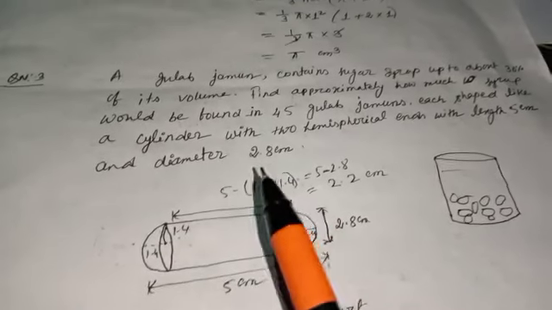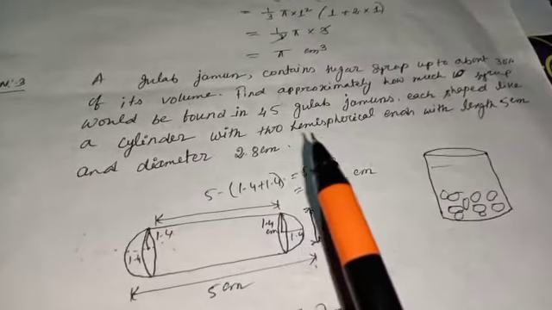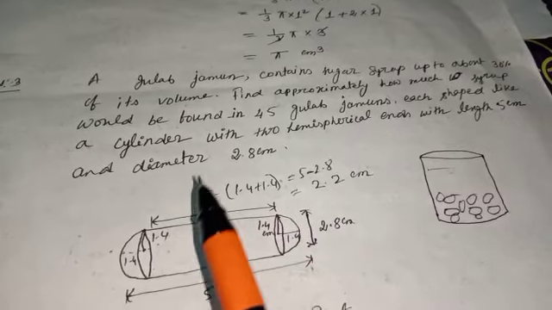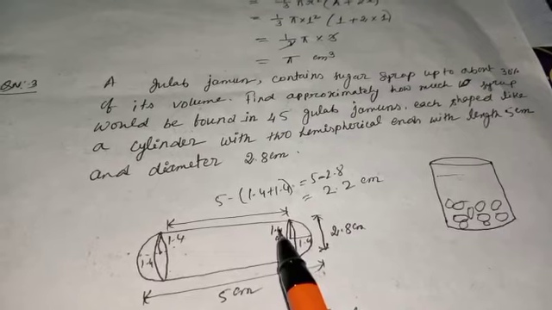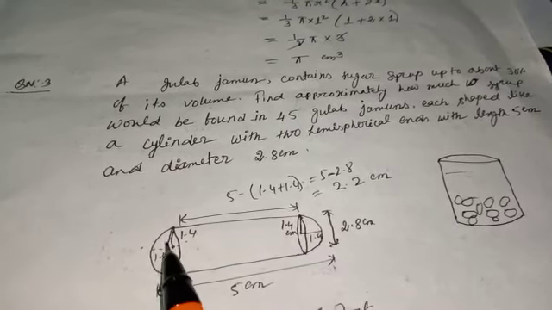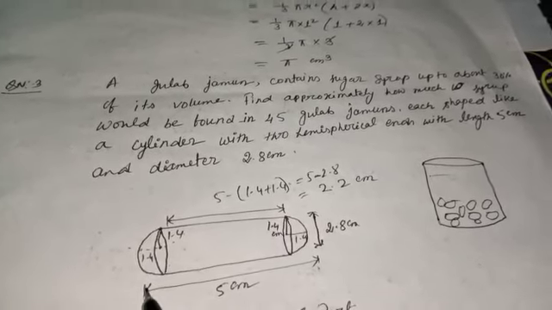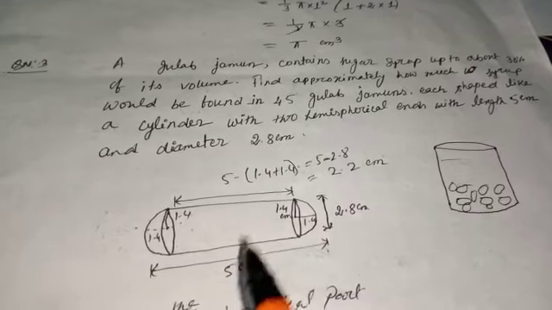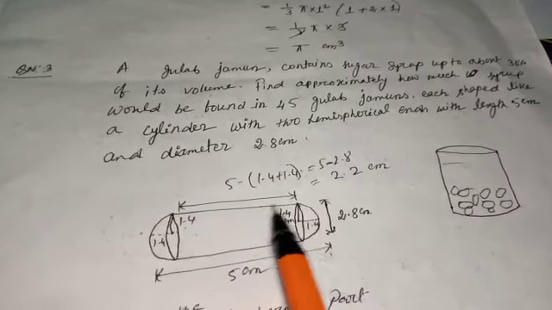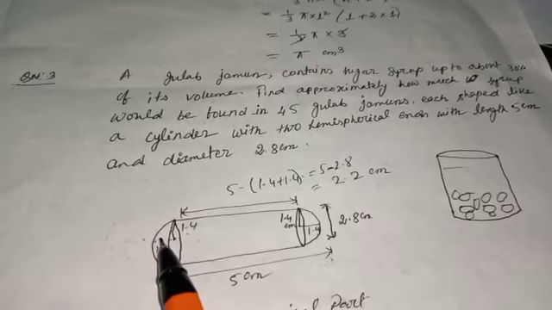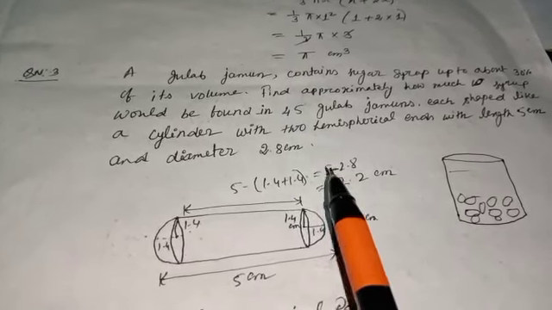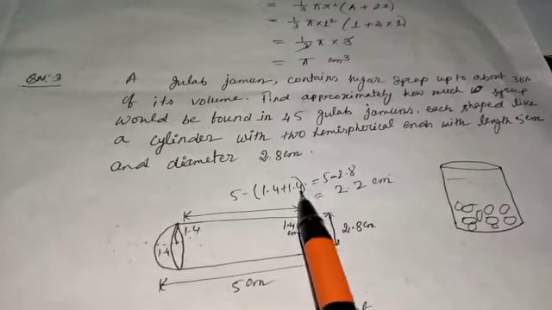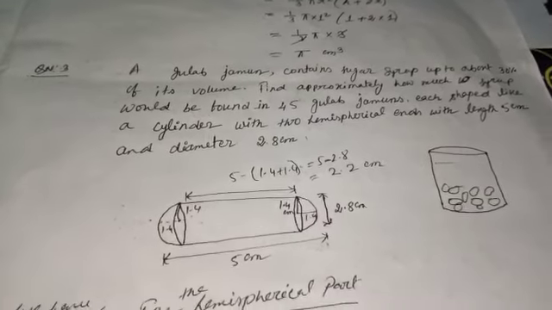Try to understand the figure first. It is given that diameter is 2.8, so this is 2.8, then radius will be 1.4. This is 1.4, this is also 1.4, and total height of the gulab jamun is how much? 5 centimeter. Then if you find the height of the cylinder separately, both sides you have to subtract 1.4. That means 5 minus 1.4 minus 1.4, 5 minus 2.8, 2.2 centimeters.